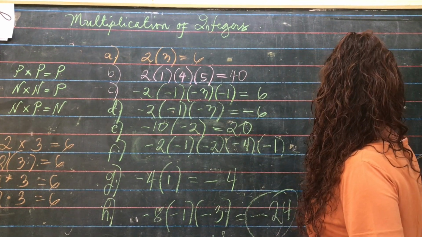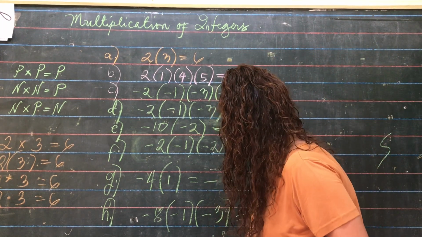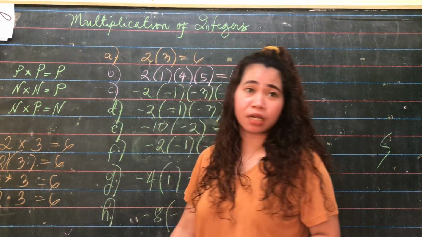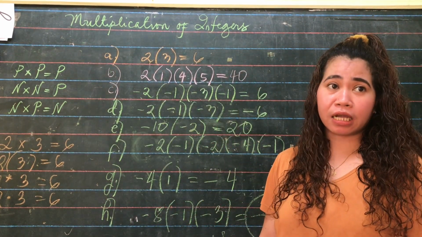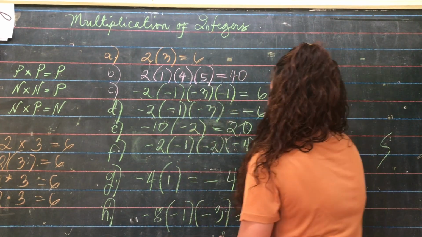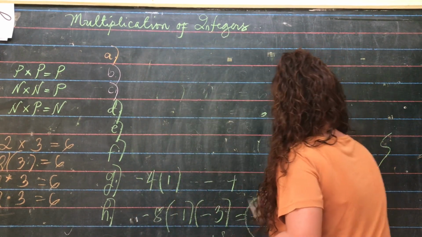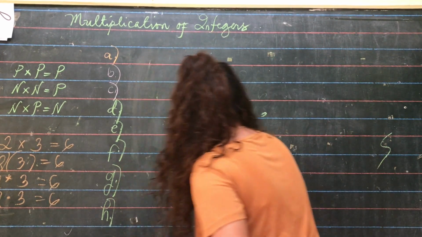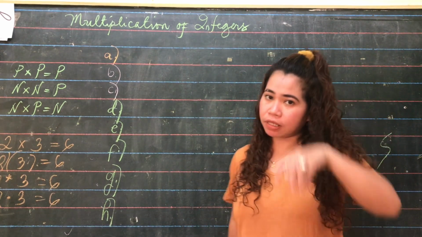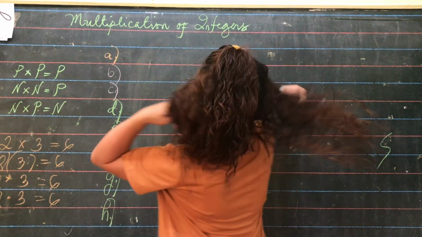Another example. Kaya pa ba dire? Hindi na makita. Sige, mag-erase na lang ta. Pinakasayon ang multiplication of integers. Wala siya ilibog. Basta same sign, positive ang labas. Basta different signs, negative ang labas.